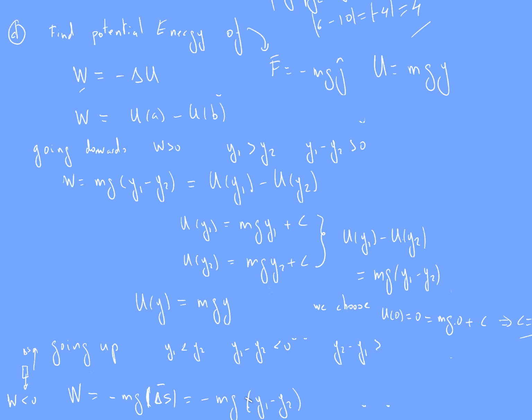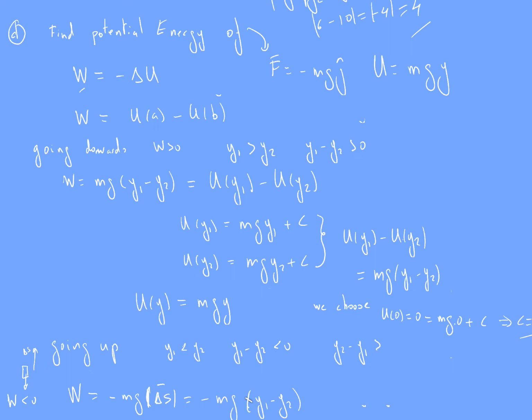Our theorem says that the work is minus the change in potential energy. Minus the change is U initial minus U final. U initial is U of y1 minus U of y2. What is the conclusion with this? The conclusion is that U of y1 is mgy1, and the minus sign is here, minus minus, and mgy2 is here. So U of y1 is mgy1 and U of y2 is mgy2.